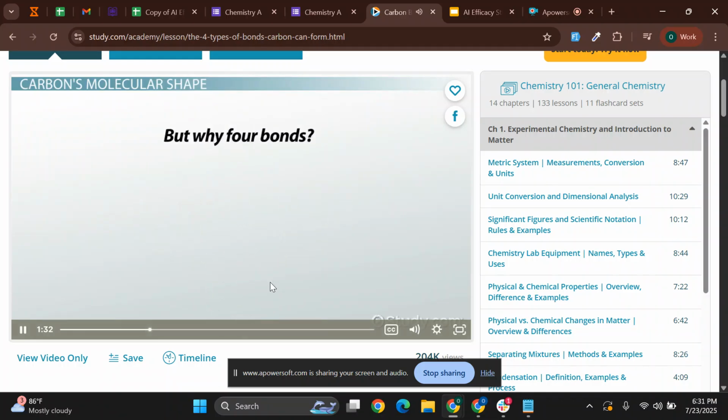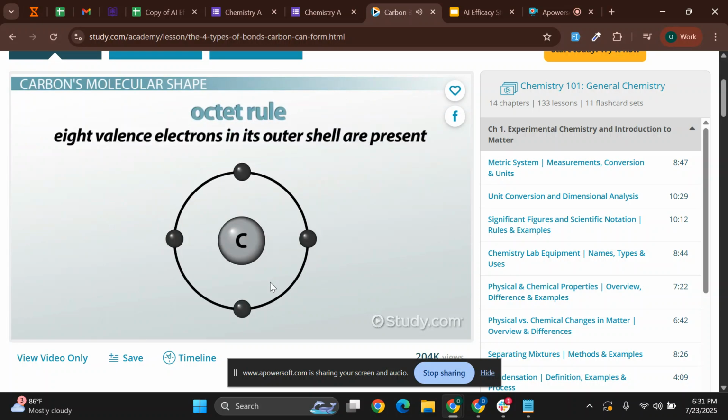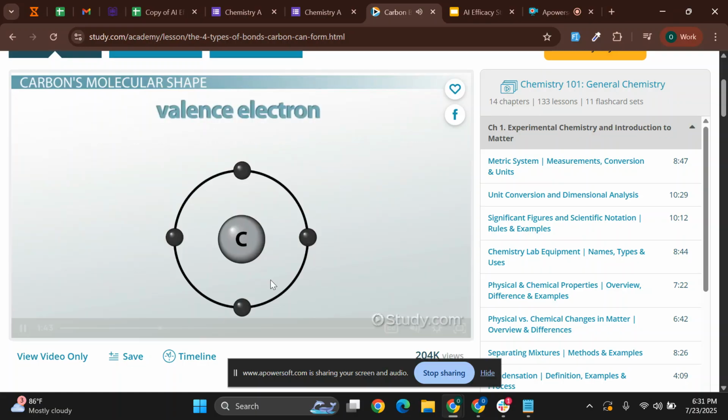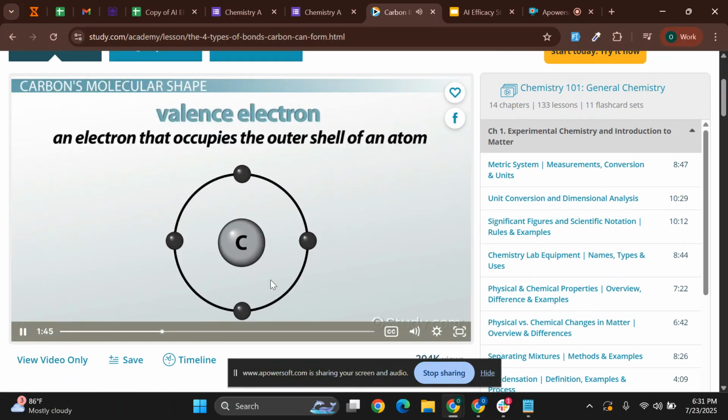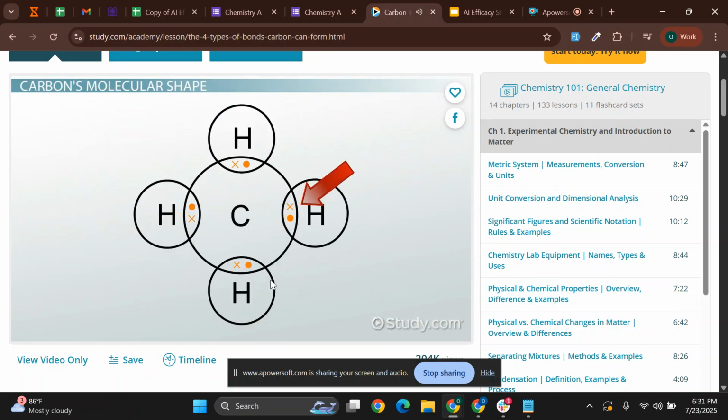Carbon has four valence electrons in its outer shell. However, when bonding to other atoms, it obeys the octet rule, ensuring eight valence electrons in its outer shell are present. A valence electron is an electron that occupies the outer shell of an atom. Each bond in a molecule equals two.